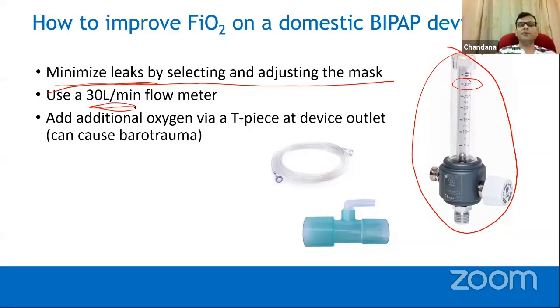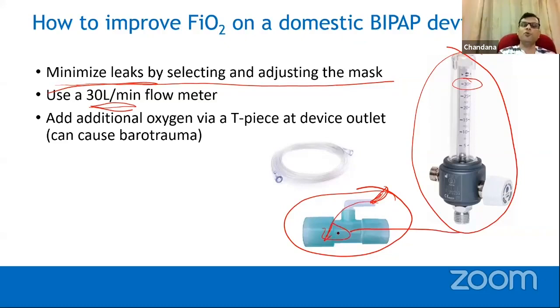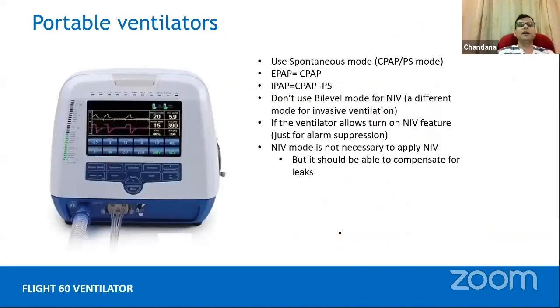Additionally, you can use this kind of gadget, a T-piece, to have some more oxygen. But as I told you, because the ventilator does not know this is happening outside the ventilator or outside the NIV device, this flow and the ventilator flow can both cause some barotrauma or pressure injury to the lung. So it's not really recommended, but this is an option. When you have one of those devices, get help from a senior person when you do that.